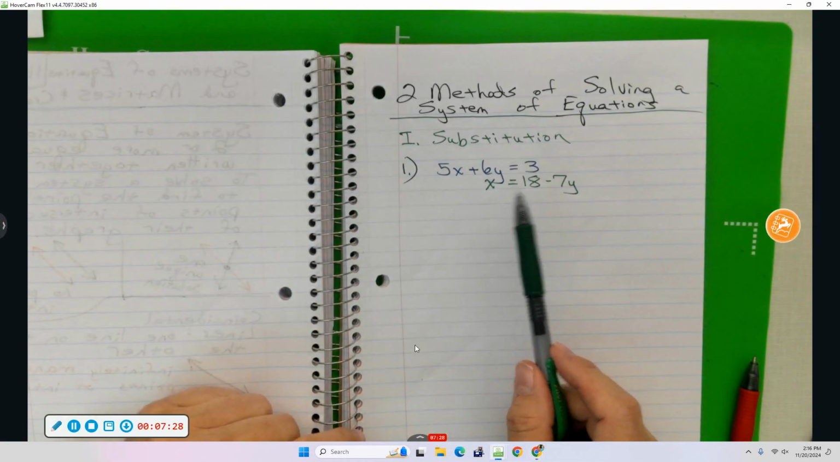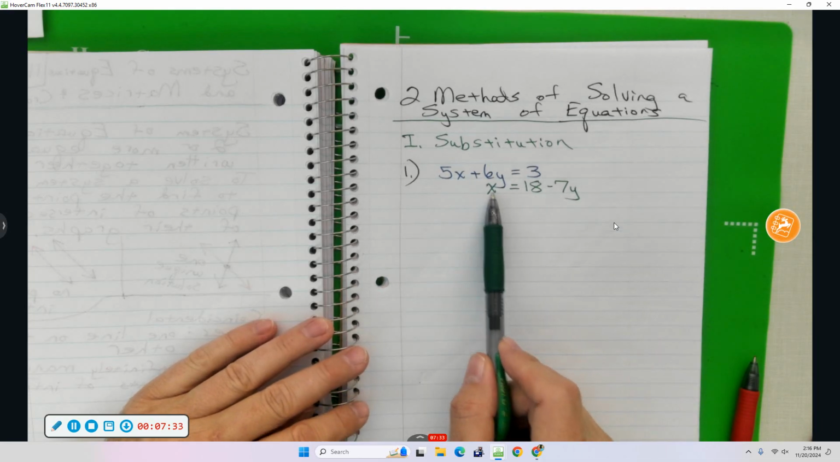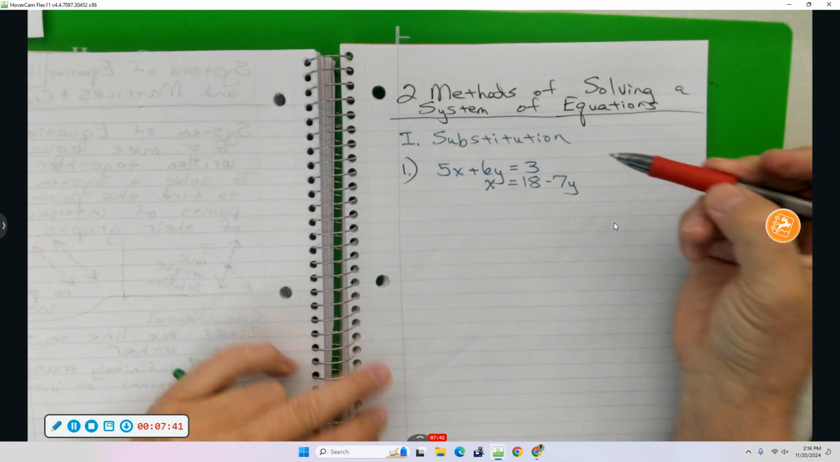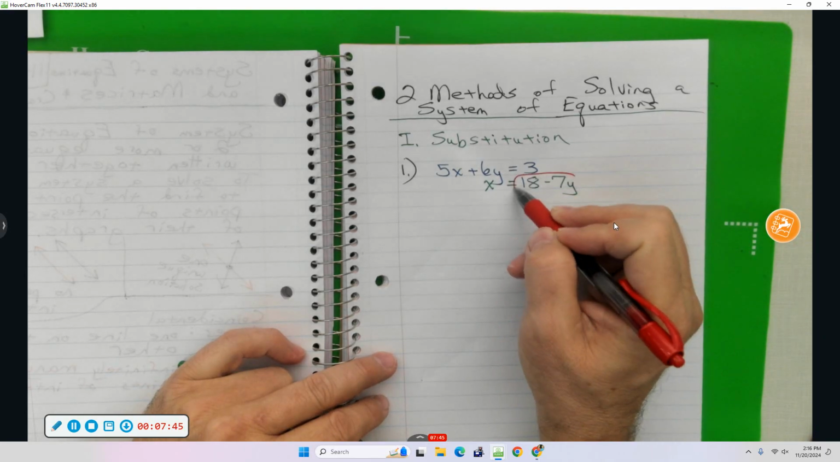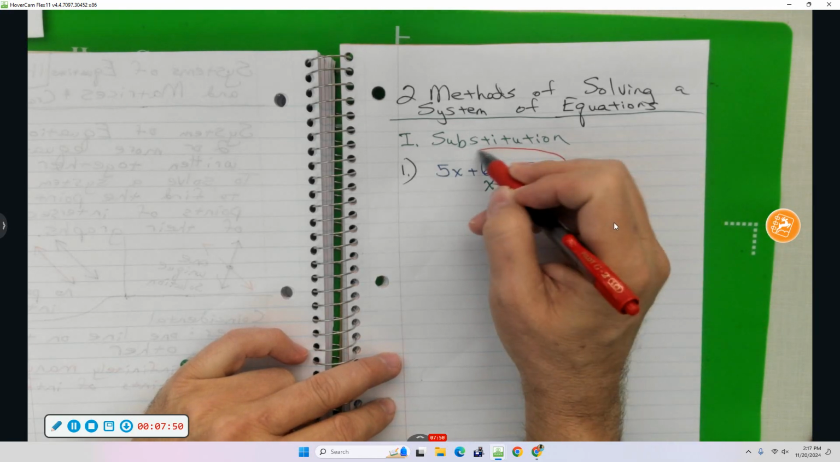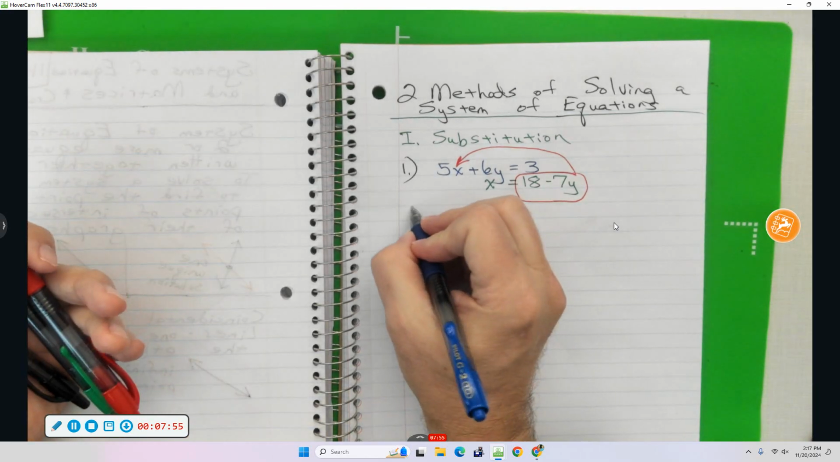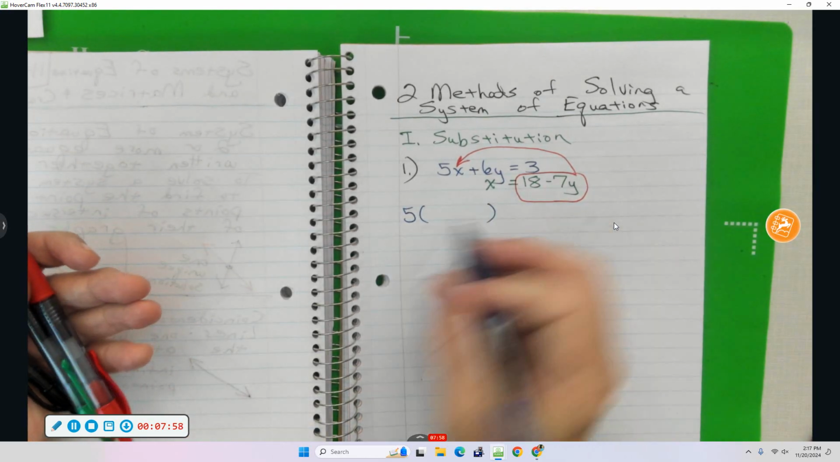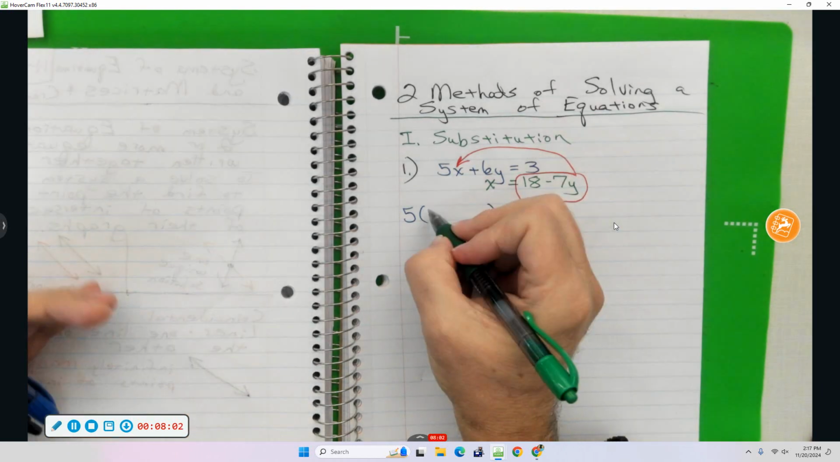But notice, this system is tailor-made for substitution because one of the equations is already solved for one of the variables. So what you have to do, just like the name substitution implies, you're going to take the stuff that the second equation solved for, and you're going to substitute it for x in the first equation. So we're going to have a 5, but in place of the x, we have that 18 minus 7y.